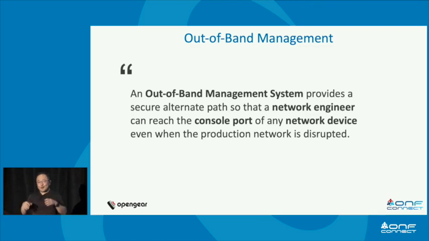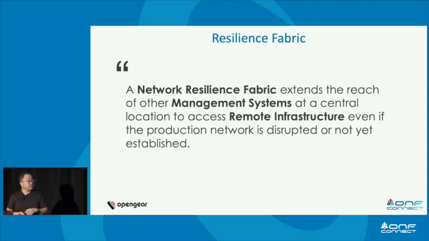And again, as the telco borrows from IT, we need to remind ourselves that everything needs to be manageable through a channel that is separate from the data channel. So I have been thinking about a new definition for out-of-band management systems, and this is my current thinking. We need to evolve and redefine that out-of-band management network. I'm saying it should be a network resilience fabric. It needs to be a fabric, it needs to be resilient to network failures, and it needs to extend the reach of other management systems at a central location to access remote infrastructure, even if the production network is disrupted or not yet established.